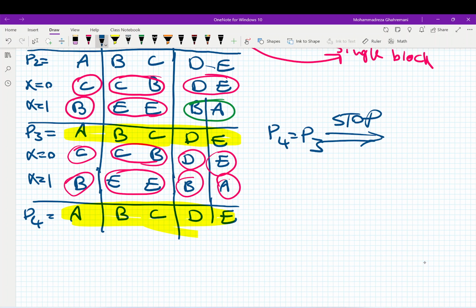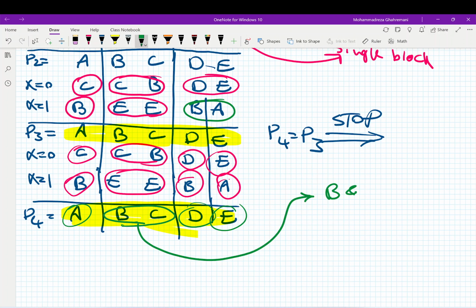and what's the conclusion? We have A, we have D, we have E, but still we have B and C in a single block. So the conclusion is B and C are equivalent. We can ignore or delete one of these two states.